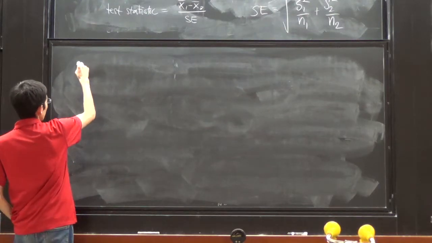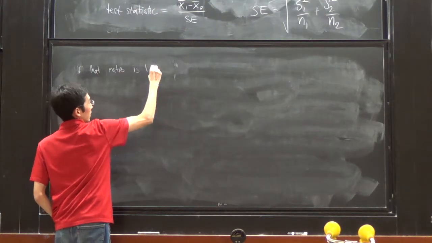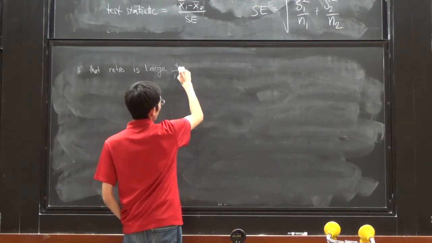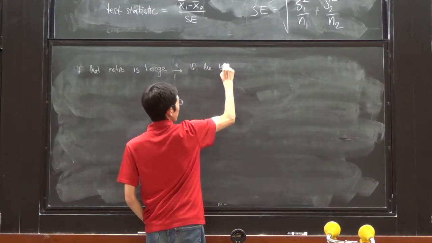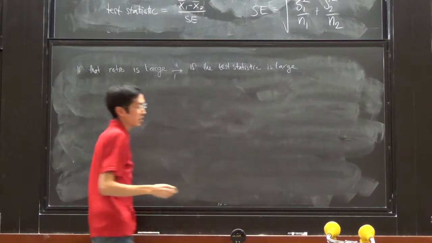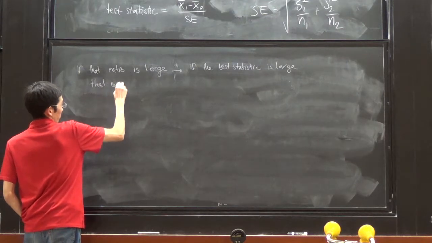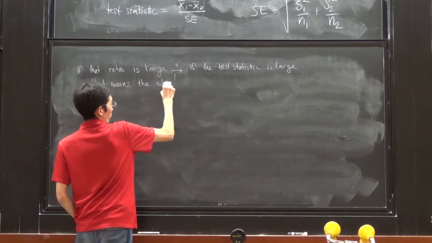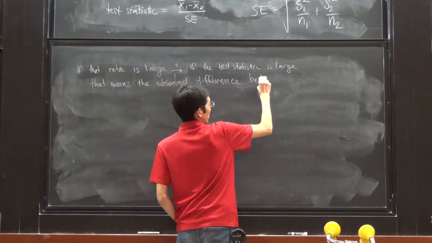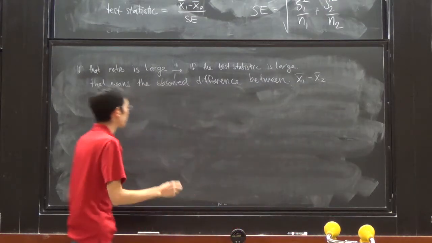Okay, and then so if that ratio is large, that means our observed difference between x bar 1 and x bar 2 is large compared to the standard error.